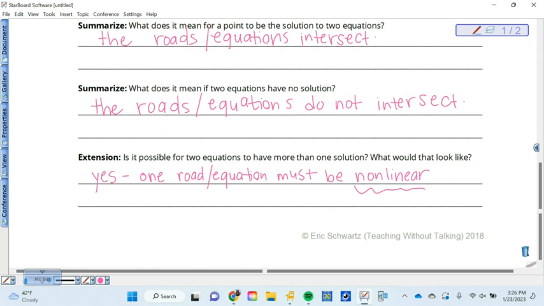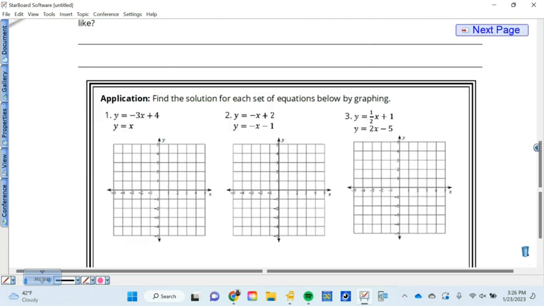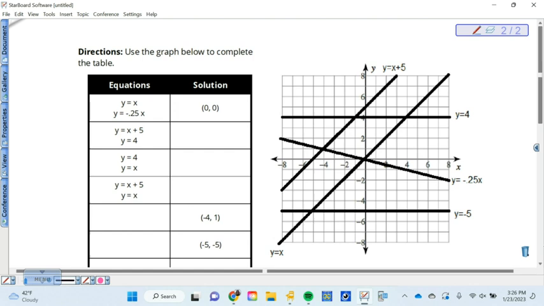You guys okay? Okay, flip over to the other side. Okay, same kind of idea for this side up at the top, but instead of roads on a map, you just have lines on a coordinate plane. And they're all nice and labeled for you, right?